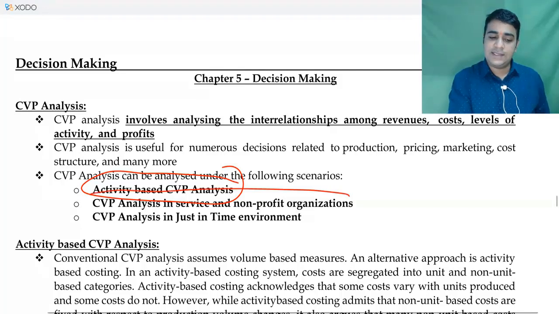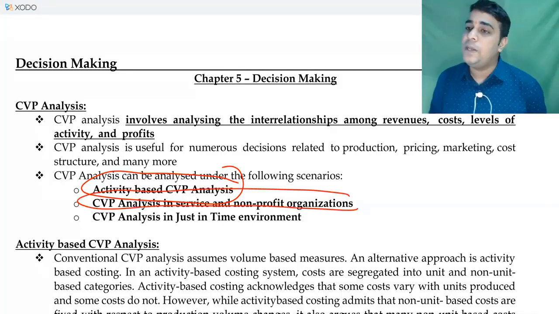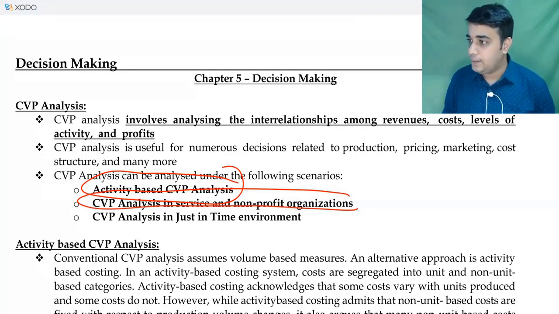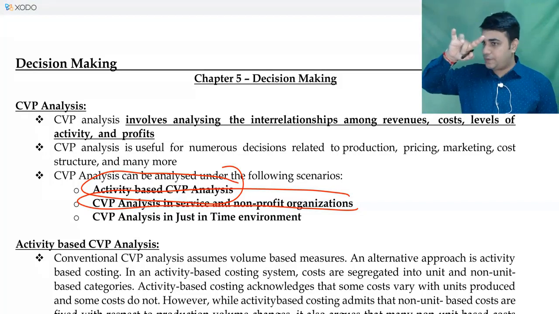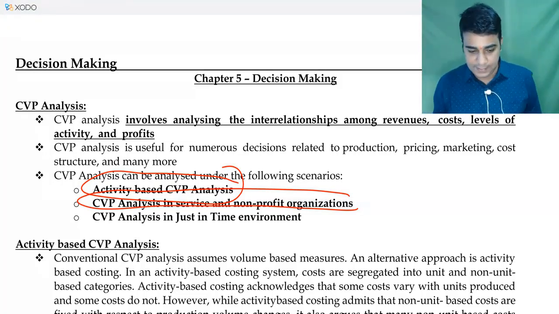And the next area is CVP analysis in service and non-profit organization. This is a combination of marginal costing and operating costing, which again you learn at inter level. And CVP analysis in just-in-time environment. Just-in-time is a separate area. In the just-in-time environment, only theory is there, no major problem solving area is there.